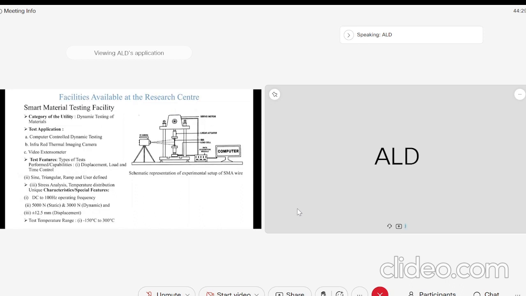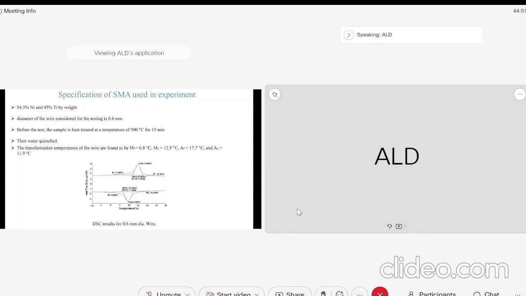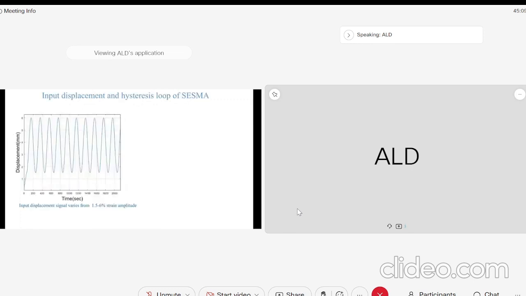This is the experimental setup of our SMA testing. The specification in our experiment is 54.3% nickel and 45% titanium by weight. The diameter of the testing wire is 0.6 mm, and before testing the sample it is heat treated at 500 degrees centigrade for 15 minutes, then water quenched. These are the DSC results for the temperatures of martensite finish, martensite start, austenite finish, and austenite start. The input displacement is 1 to 6% amplitude displacement in millimeter, that is the strain. Here we can see from 0 to start, then maximum is 6%. We are varying it from 1.5 to 6% input displacement.